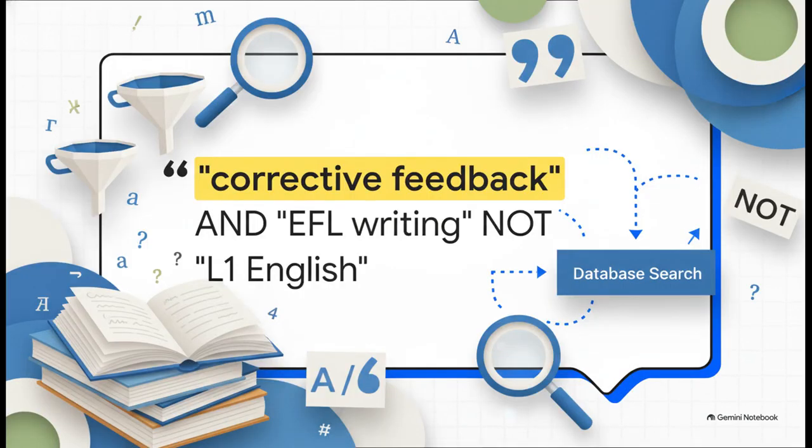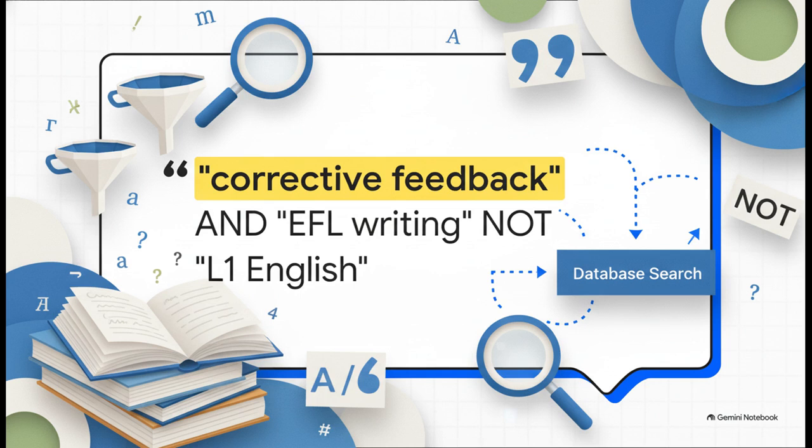Okay, let's look at a really specific ELT example to see this all in action. Imagine typing "corrective feedback" AND EFL writing, NOT L1 English. That right there is a highly controlled command. The quotation marks guarantee you get the exact phrase corrective feedback, not just the word corrective on page 1 and feedback on page 10. By throwing in AND EFL writing, you force the database to only show papers containing both concepts. And finally, NOT L1 English strictly limits your results to non-native English writing contexts, neatly filtering out studies focused on first language speakers. Boom!